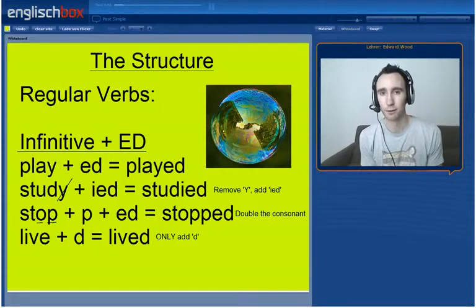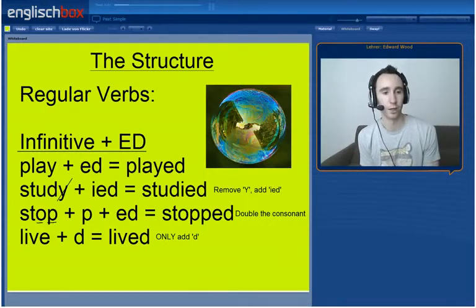To form a regular verb in the past, all you do is take the infinitive and add -ed. For example, with the verb play, you add -ed to the end of the verb and it becomes played. However, there are some differences concerning the spelling of the word.